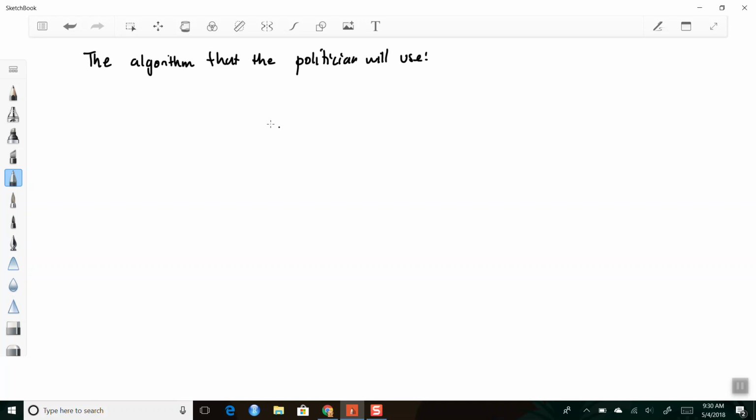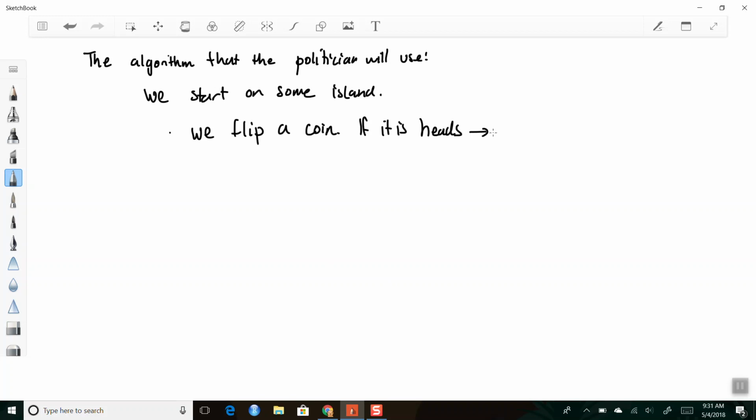Okay. So, we start on some island. Then we flip a coin. If it is heads, we propose going to the island to the right.